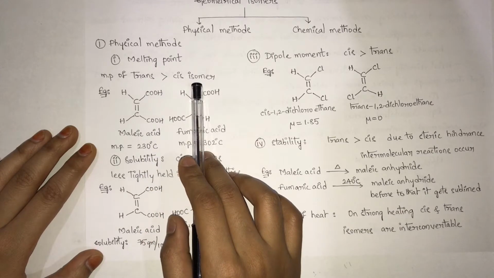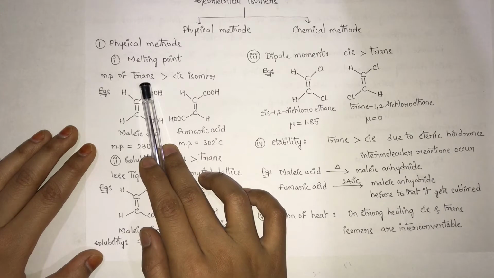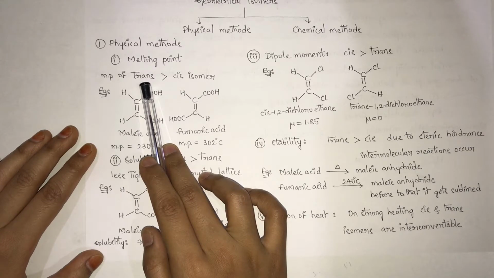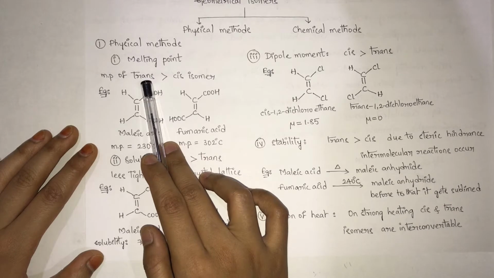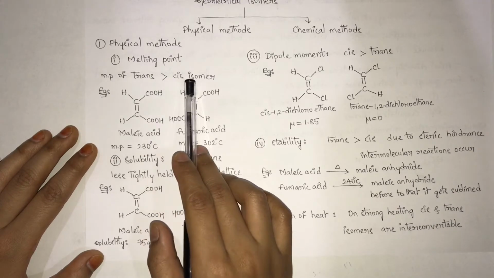because trans isomer is symmetrical in nature, so it will get easily fitted in a crystal lattice. So when we are disturbing the structure, we need to disturb the intermolecular forces present in that particular compound. So the trans isomer needs more energy when compared to cis isomer.